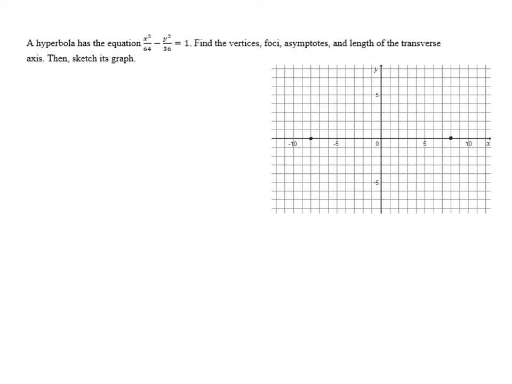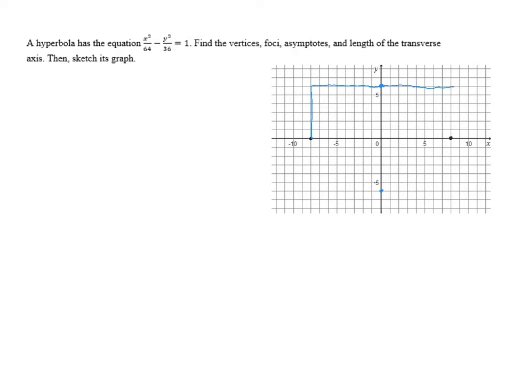For drawing the central box, we look at the value of b as well. b squared is 36, which means that b is 6. And so our central box is going to cross the y-axis at 6 and -6. Now, once we have these 4 points, which we get just by looking at a and b, we can go in and draw the central box.